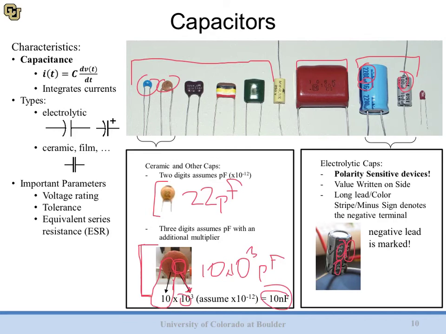Now remember, electrolytic capacitors are polarity sensitive, so they will have a negative terminal, and generally that's clearly labeled by some other color bar. So this would be the negative lead, and the negative lead would be on this side of that part. The other smaller capacitors, these film and ceramic capacitors, don't have a polarity, so they can be put in either way.